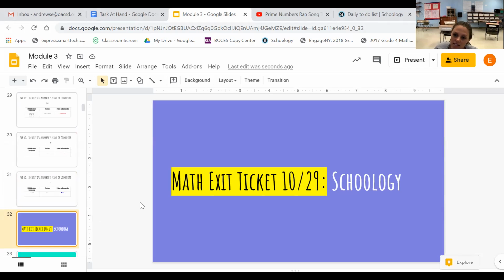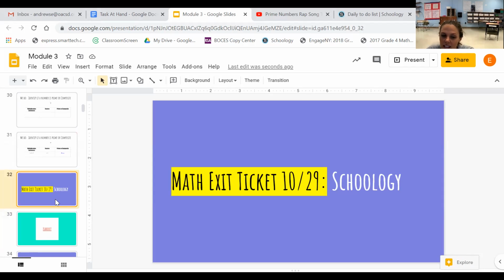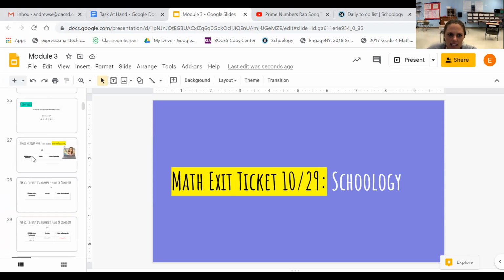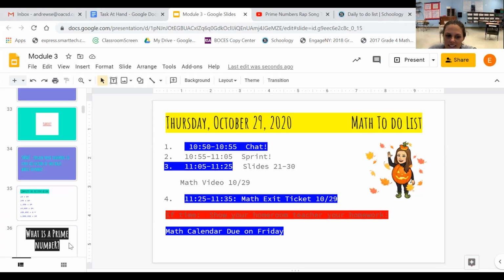We're going to do a quick exit ticket on Schoology to show that you are able to identify prime and composite numbers. And then when you're done, let your homeroom teacher know so we can play Kahoot. Again, with just practicing those prime and composite numbers. So first, you're going to do your exit ticket, and then we'll play Kahoot. If you're virtual, make sure you're back in your homeroom teacher's class. I think the time we said was 11:25. We'll do the exit ticket. So once the exit ticket's done, we'll play Kahoot.